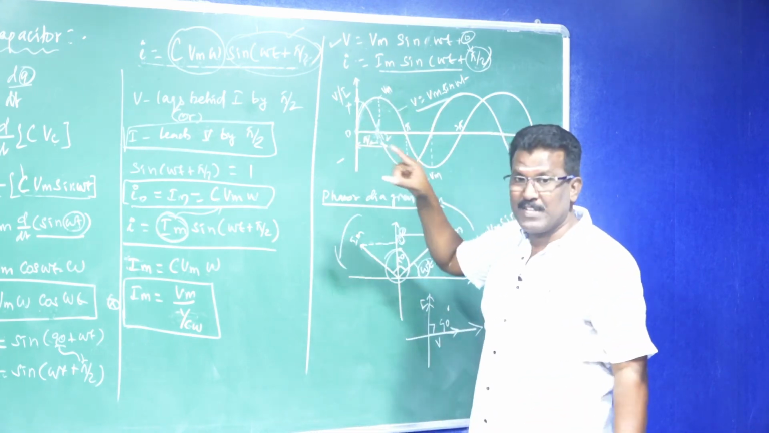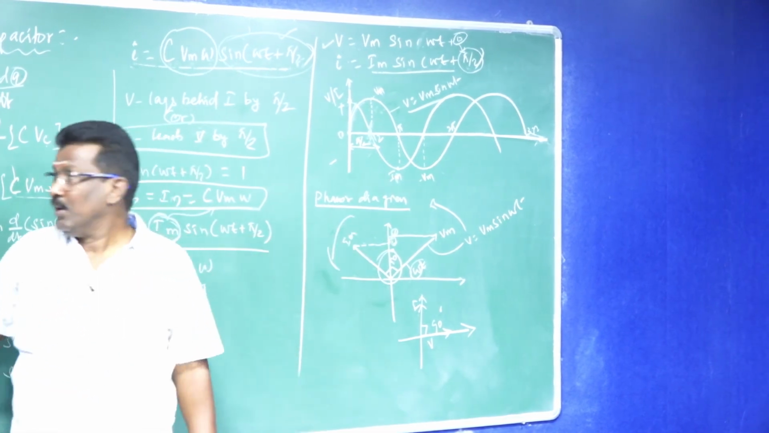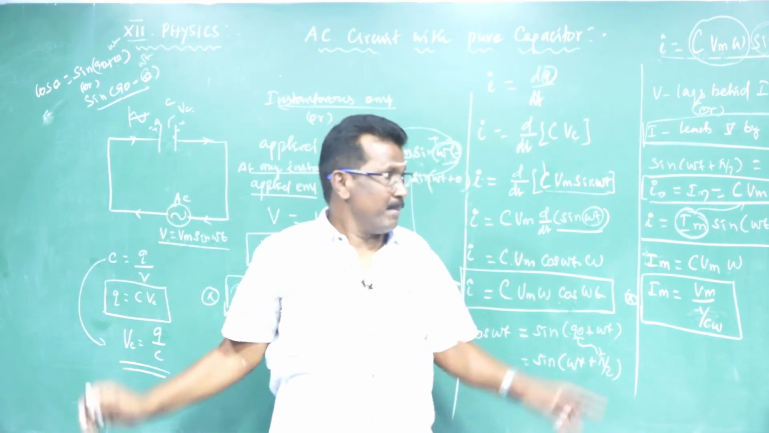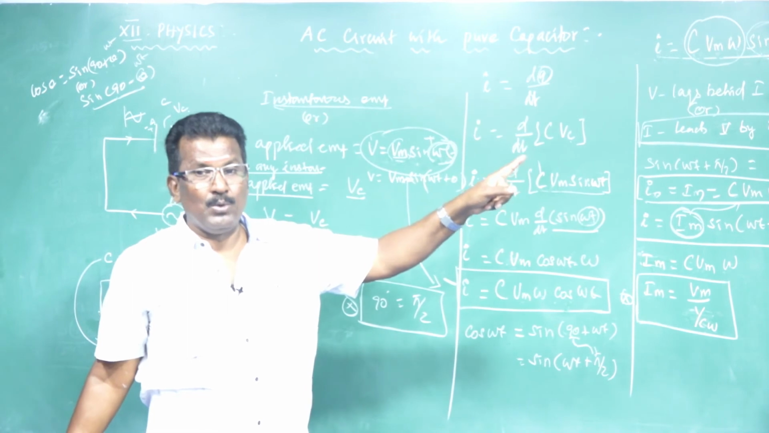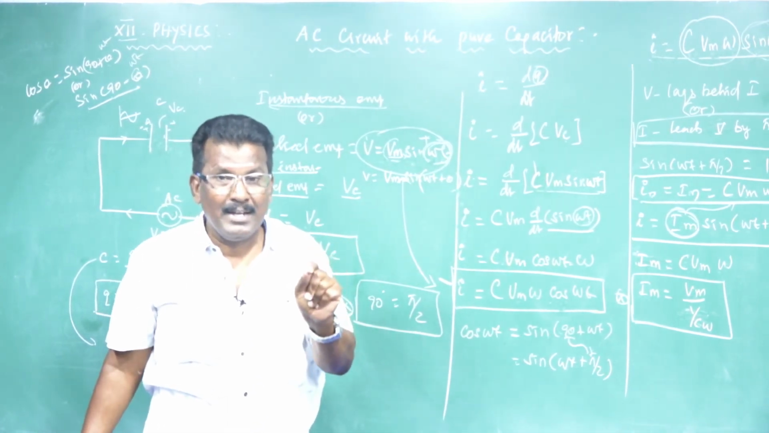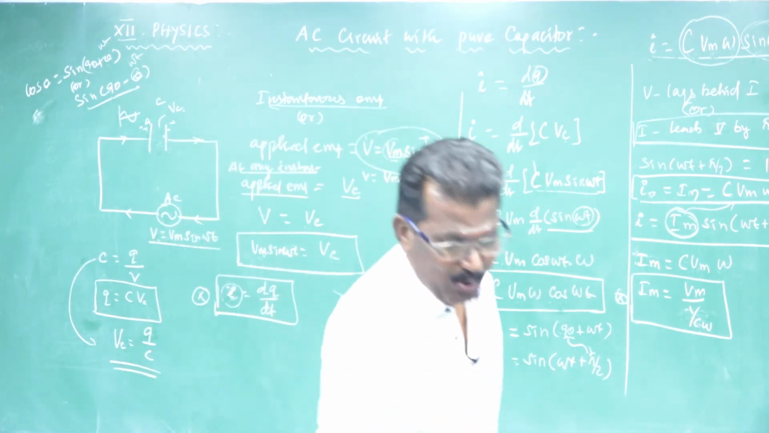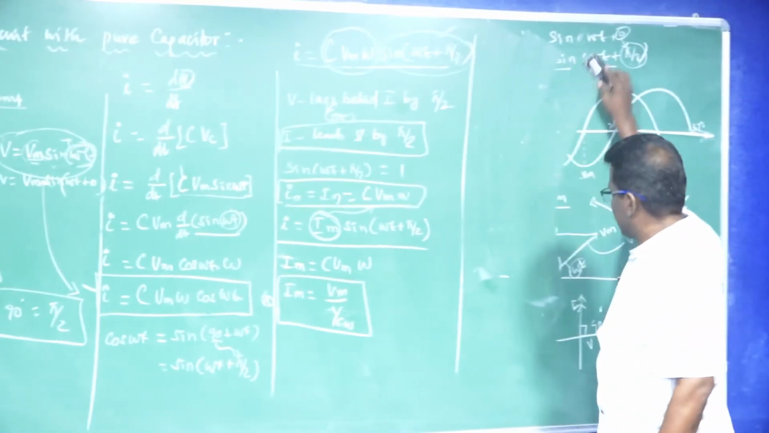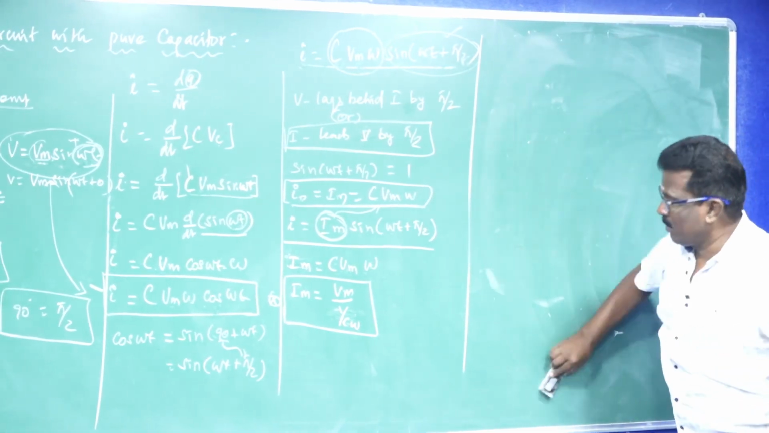So we can express the phase difference between current and voltage in a phasor diagram. If a pure capacitor is connected across the AC mains, the phase difference between current and voltage is always equal to 90 degrees or pi by 2. This is only for a pure or ideal capacitor. One more important characteristic in an AC circuit with a capacitor. One more piece of information.